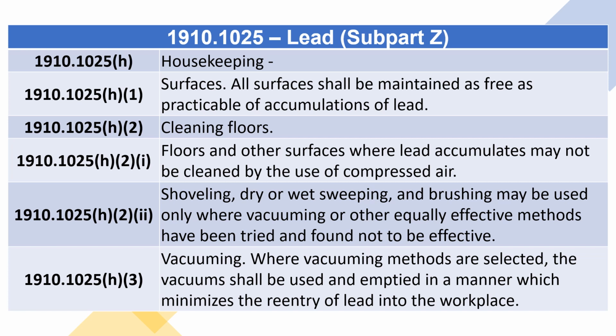1910.1025 H2 Cleaning floors. 1910.1025 H2(i) Floors and other surfaces where lead accumulates may not be cleaned by the use of compressed air. 1910.1025 H2(ii) Shoveling, dry or wet sweeping, and brushing may be used only where vacuuming or other equally effective methods have been tried and found not to be effective. 1910.1025 H3 Vacuuming. Where vacuuming methods are selected, the vacuums shall be used and emptied in a manner which minimizes the re-entry of lead into the workplace.